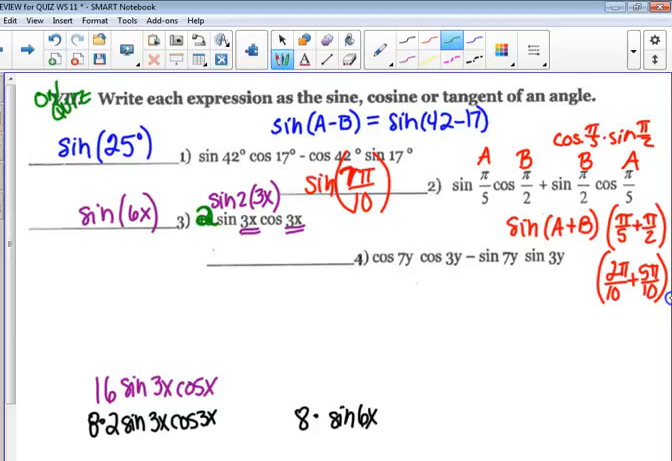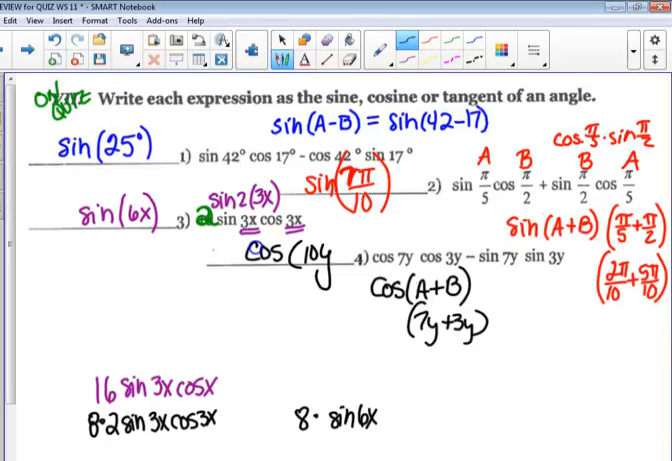All right, last one. Do you have one that goes cosine, cosine minus sine, sine? What is it? So if we put in a 7y and a 3y, we'd just have a cosine of. Okay, those are pretty easy on the quiz.